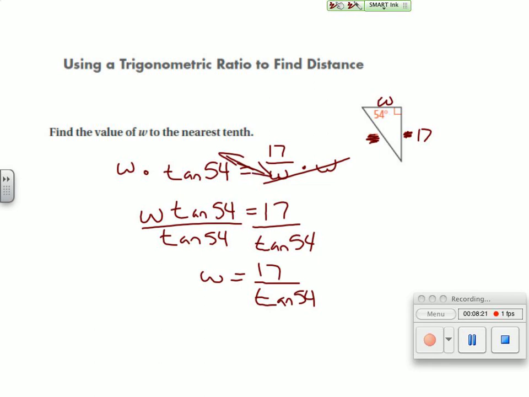So when you have a problem where you're looking for a variable in the denominator with trigonometric ratios, you simply swap the trigonometric value to the bottom and move the variable up over to the left. So you swap them basically. So I get W equals 17 divided by the tangent of 54. I just wanted to show you a different problem that you'll have to solve differently. These are two ways to find distances using trigonometric ratios.